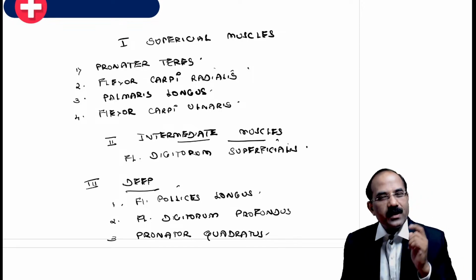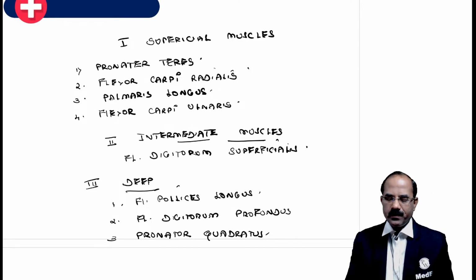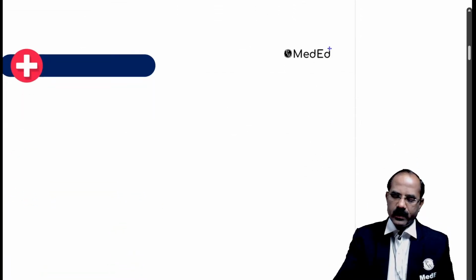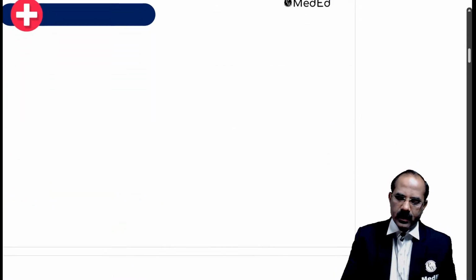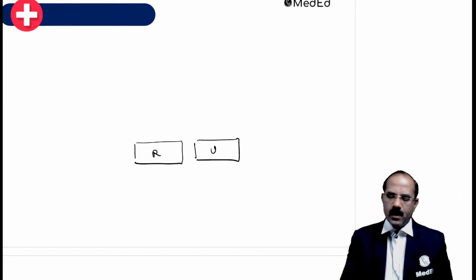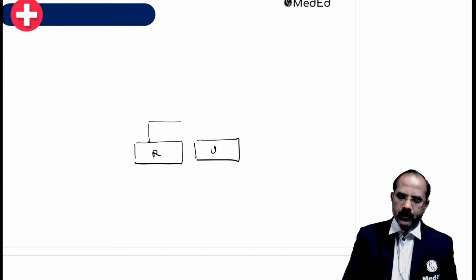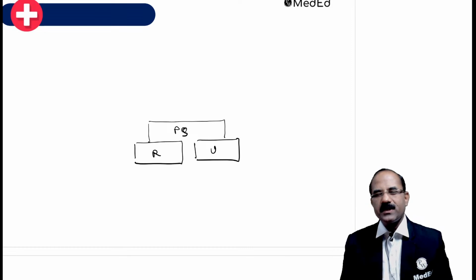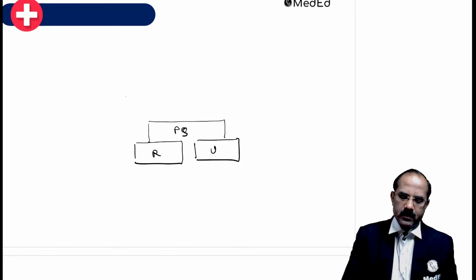अब I'll draw a slide for you. Look at this. कैसे याद रखोगे इसको? Look, this is the radius. That's the easiest way to understand, students. That's the radius and that's the ulna. ठीक है? What is this muscle which begins from both radius and ulna? Pronator quadratus, which is attached to both radius and ulna.